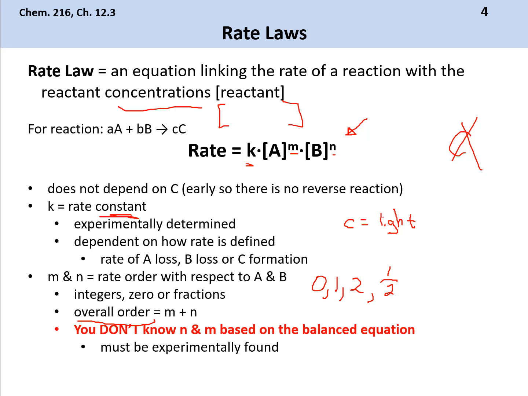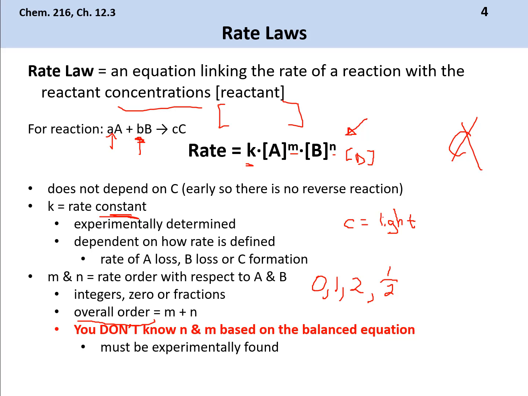All right, now here's the key. We do not know the values for n and m based on the equation. They are not necessarily the coefficients. They are different, and they have to be found by experiment. Now, this is one rate. We could also have other ones that have other reactants. If we have 3 reactants, we'll have 3 things here. But this is a simplified or a simple one with only 2 reactants.